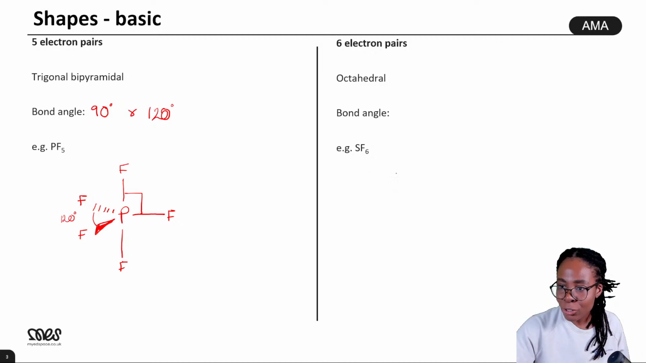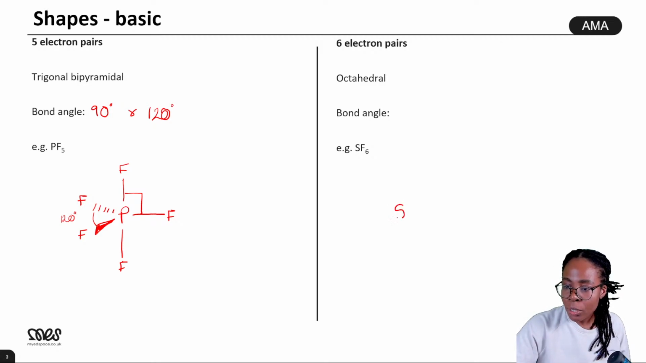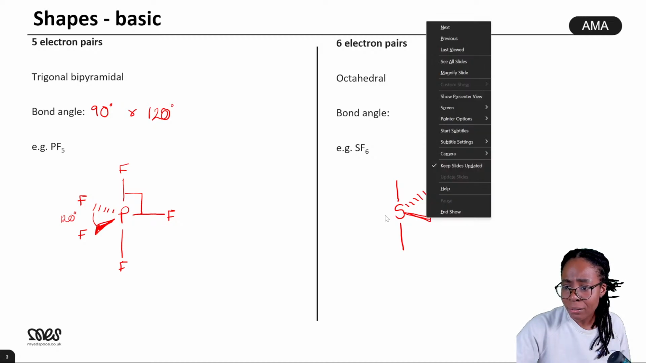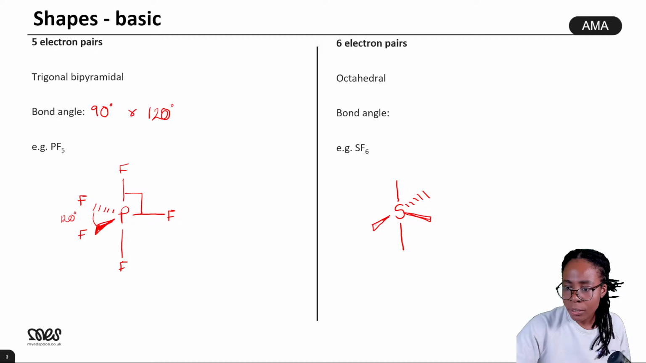Finally, 6 electron pairs, octahedral. So kind of similar to our trigonal bipyramidal, but this time we've still got one up, one down, but instead of 3 around the middle, we're going to have 4 around the middle. Again, my dodgy wedges, they'll always be dodgy, and I think I'm okay with that. I've come to terms with that fact about myself. Okay, so one up, one down.